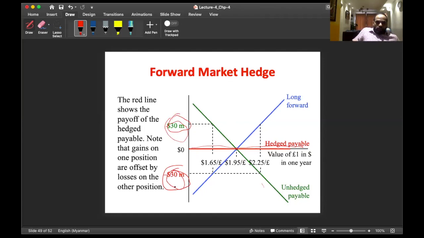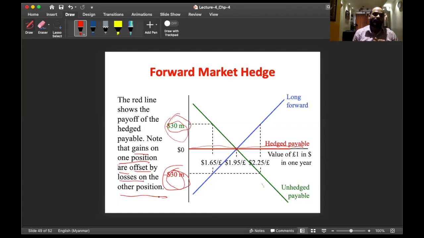Remember, gains on one position are offset by the loss on the other position. Which means if one position is giving you a loss and you want to make a profit, you have to switch to another position. If the short position is giving you a loss, then you have to enter a long position to offset the loss, to cover the loss. So that's the idea.